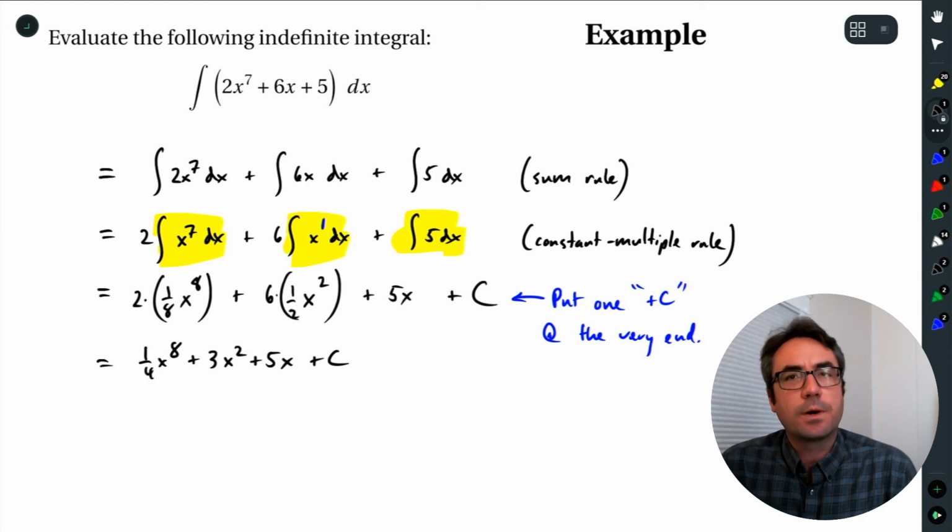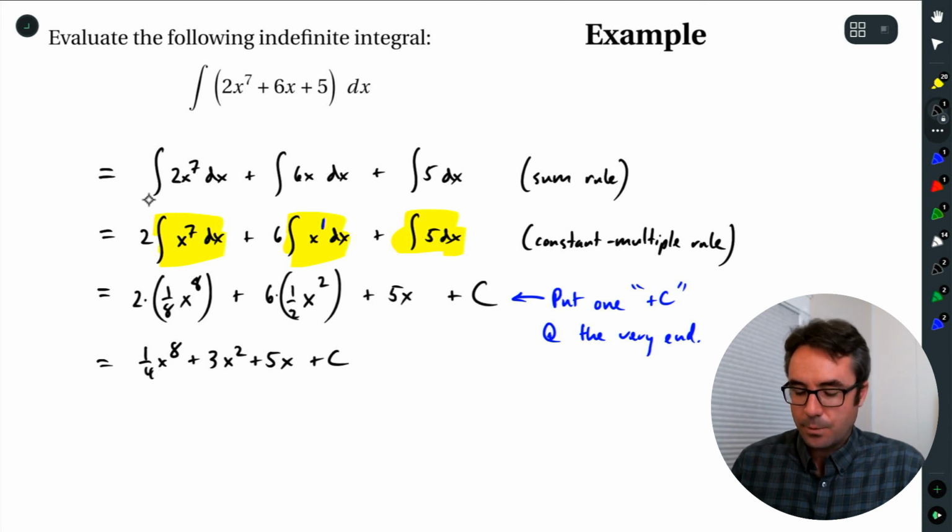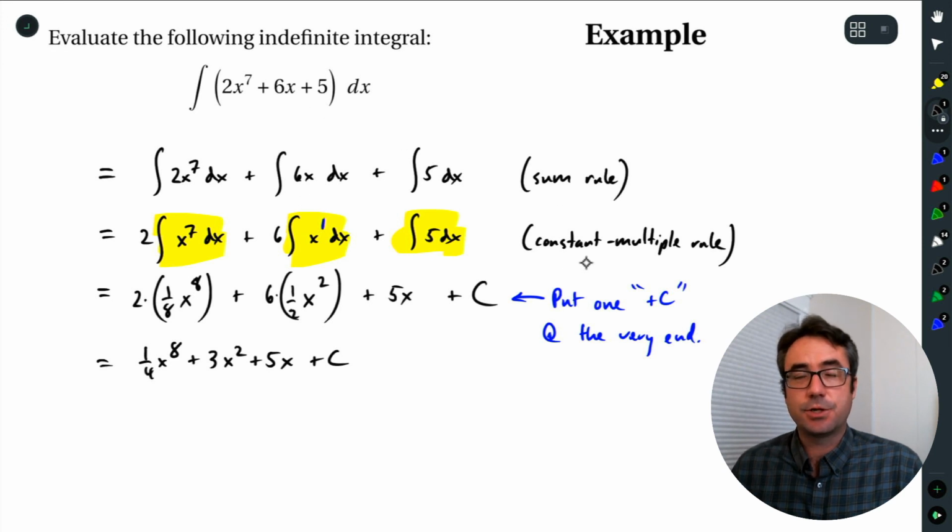Now this is way more work than we would ever show. So when we're doing these integrals, we're not really going to show the sum rule very much. And we're not going to show the constant multiple rule very much. These are 2 rules because they're on the easier side. We don't generally show them.